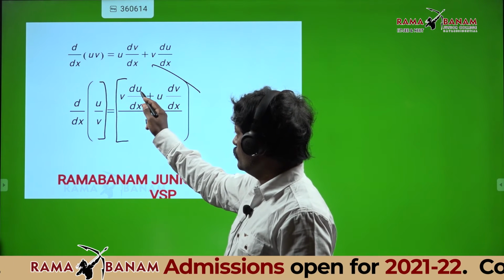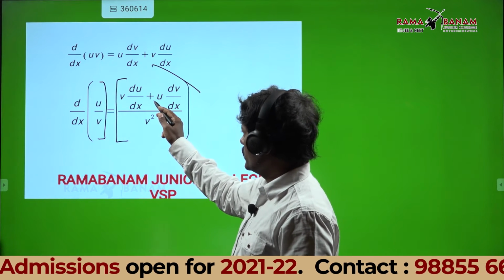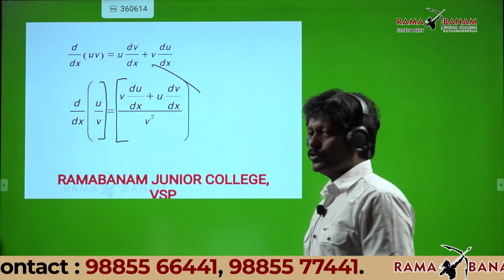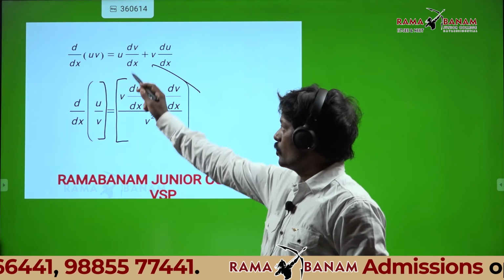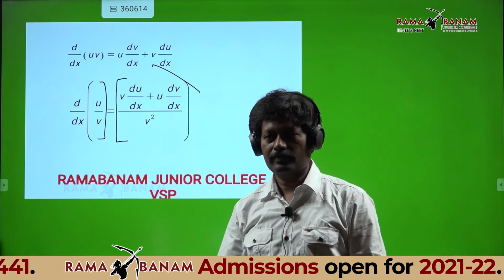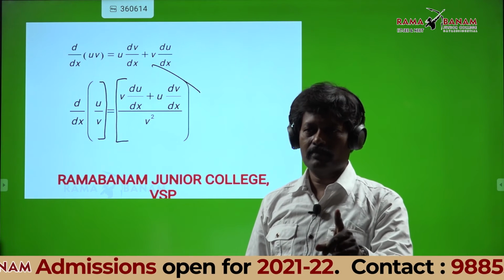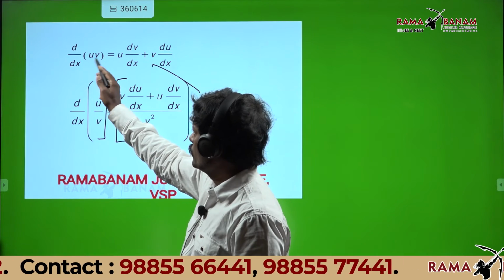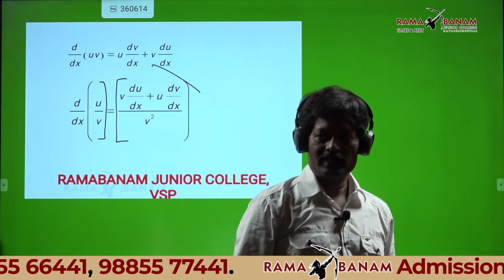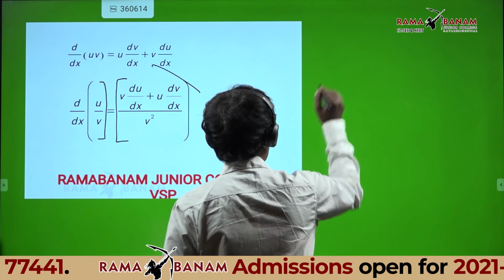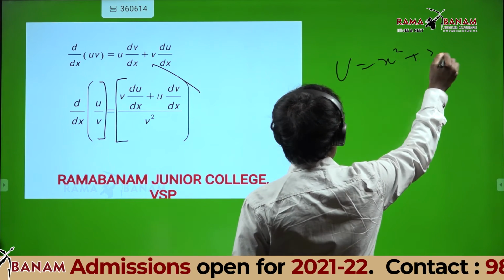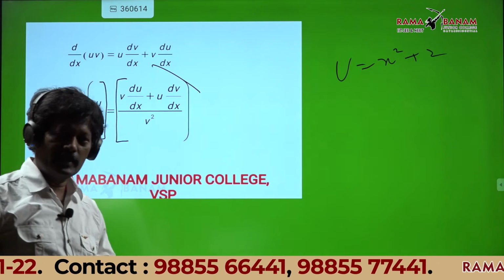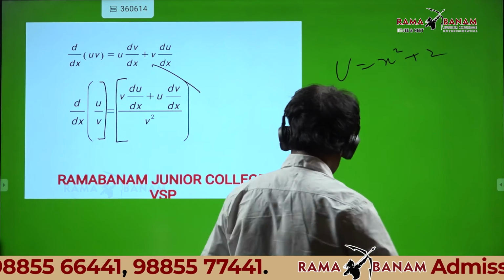So denominator into derivative of the numerator minus numerator into derivative of the denominator by denominator square. So product formula and quotient formula, they are functions of x. How do you know they are functions of x? Because I am differentiating with respect to x. So u and v are functions of x. That means you can write u equal to something like that, or v equal to 2x plus 3, something like that. They are functions of x.